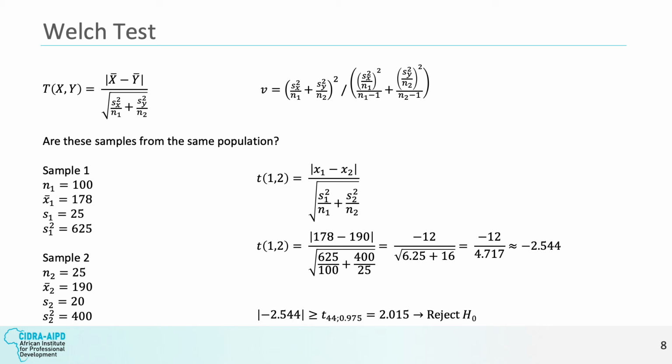Since these were both supposed to be samples of AIPD students, we'll need to go back and check our sampling procedures to make sure we didn't accidentally include a group of tourists.